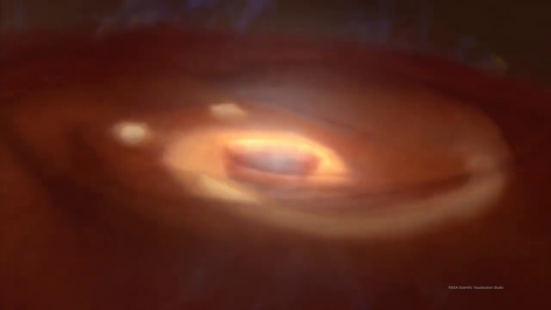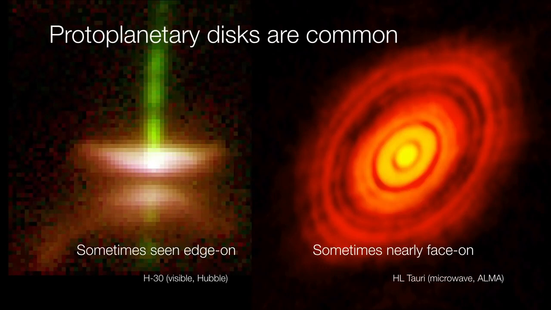And these protoplanetary disks are fairly common. Sometimes we see them edge on, or sometimes we see them nearly face on. But when seen at microwave wavelengths, as we have here on the right-hand side of our screen, you can make out the distinctive rings and spoke-like features of this disk. This is significant because it means that there are protoplanets inside this protoplanetary disk that are beginning to sweep out the concentrations of gas and dust within their orbits.